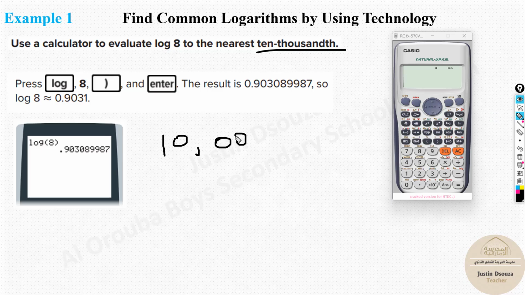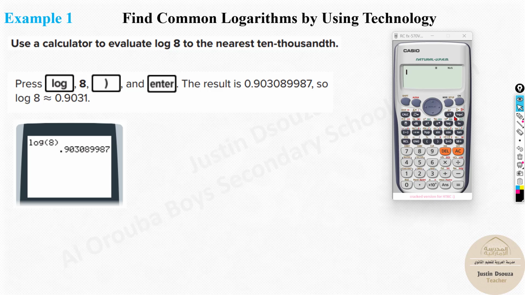10,000 is so much. How many zeros are there? There are 4 zeros. So after the decimal there must be 4 zeros. That's it. 10,000. See the zeros: 1, 2, 3, 4. After the decimal point you must have 4 digits. Sorry, I was saying zeros and decimals. It's digits that I meant to say.